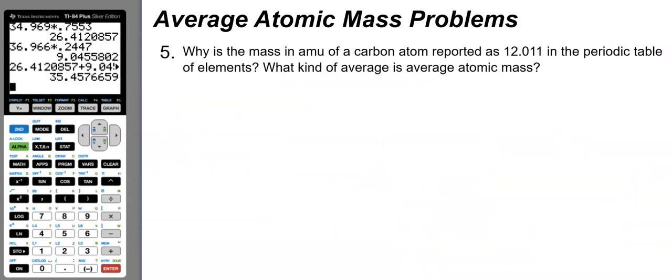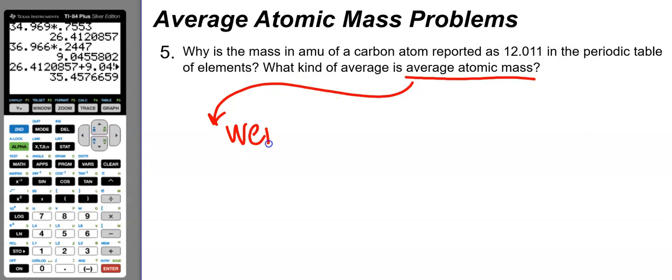Number 5 says, why is the mass in AMU of a carbon atom reported as 12.011 on the periodic table of elements? What kind of average is average atomic mass? Okay, so this question is just asking us to describe what is a weighted average. The type of average, of course, is a weighted average. Average atomic mass is a weighted average.